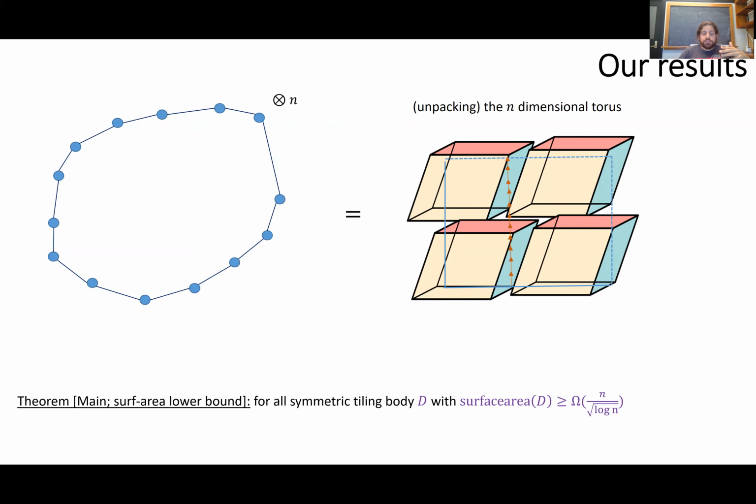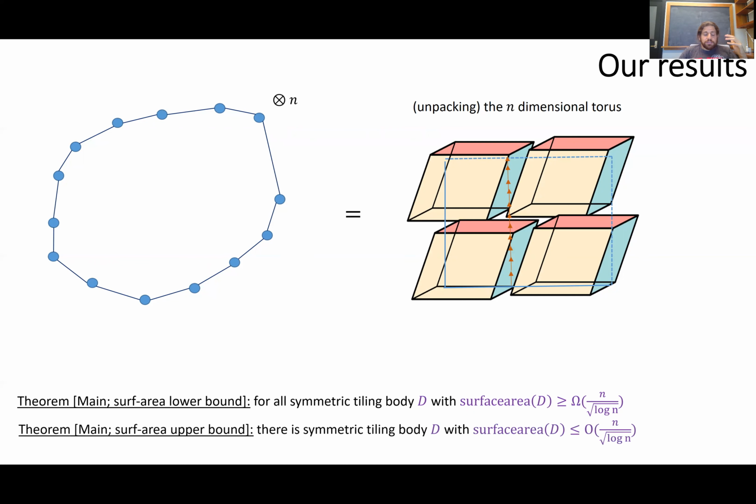So we prove two results. We prove that, first of all, any symmetric tiling body must have surface area at least n over square root of log n. So this means that you are very close to a cube, but still it's not quite linear in n. And secondly, we prove that this is the best possible, meaning there are in fact tiling bodies that achieve this bound. Namely, even in the symmetric case the answer is still not n. There are bodies with surface area at most n over square root of log n.